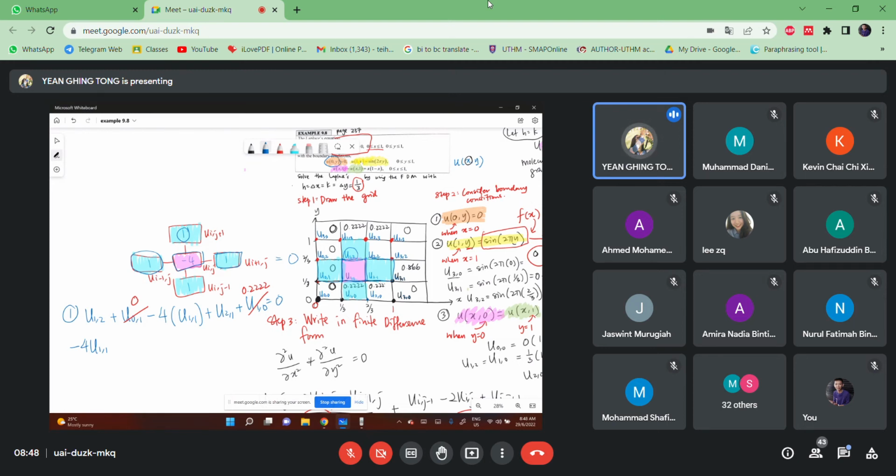Negative 4U11 plus U21 plus U12 equal to negative 0.2222. Okay. So far okay, boleh, class? So this is the first equation. So we get the first equation here. So this is the first equation. Okay or not, class? Boleh?